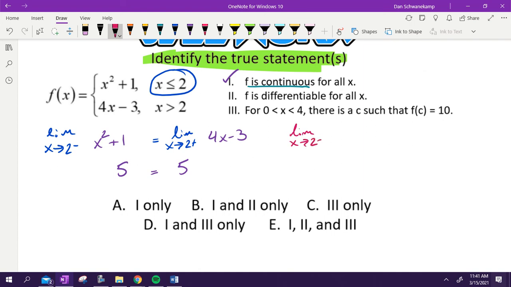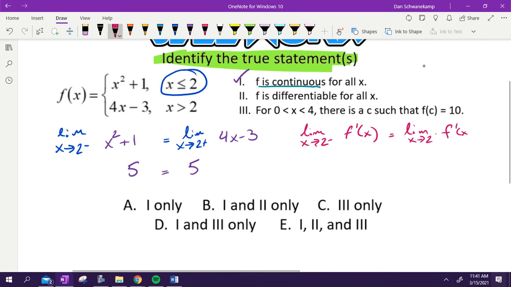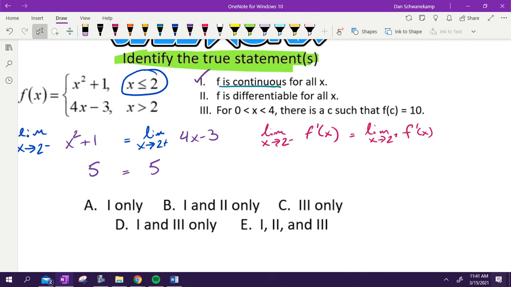We're going to find the limit as x approaches 2 from the left. We're going to find the limit as x approaches 2 from the right, but instead of looking at the values, we're going to look at the slopes. We're going to find f prime of x. We're going to find the slopes at both of those things. Because if their slopes are equal to each other, it's not going to make a corner. It's going to be a nice smooth transition from one line to the next. All right, and we'll show you what that means here in a second.